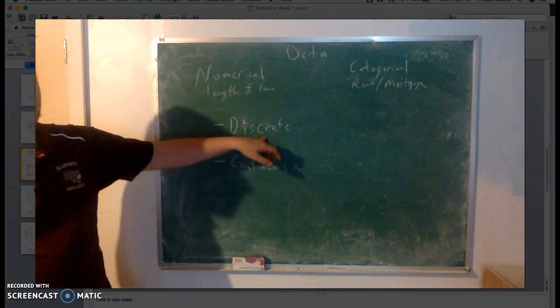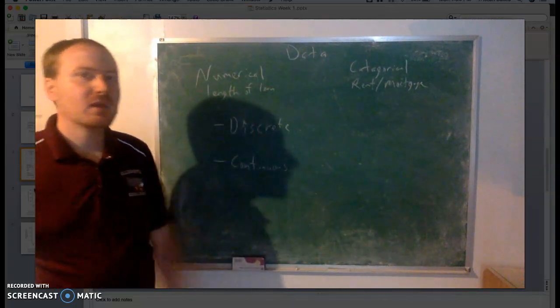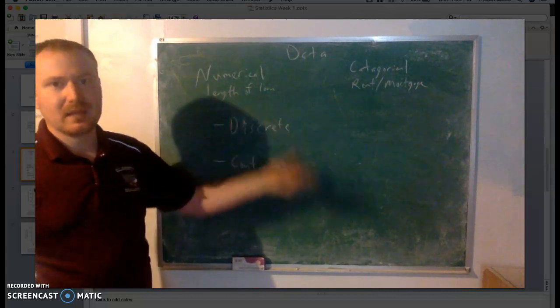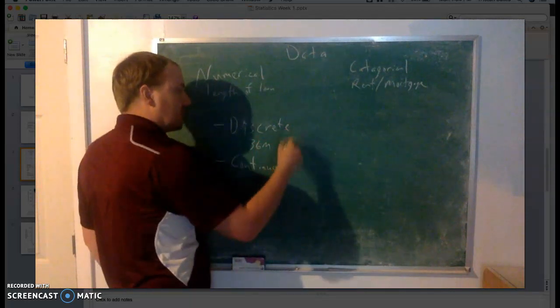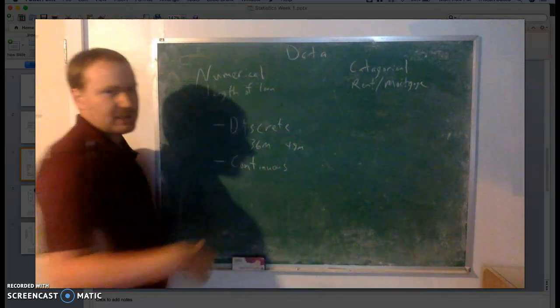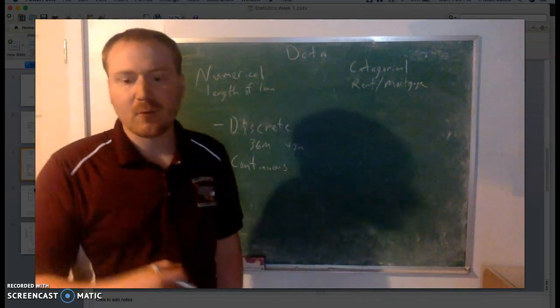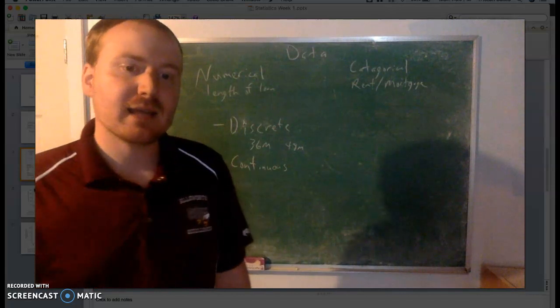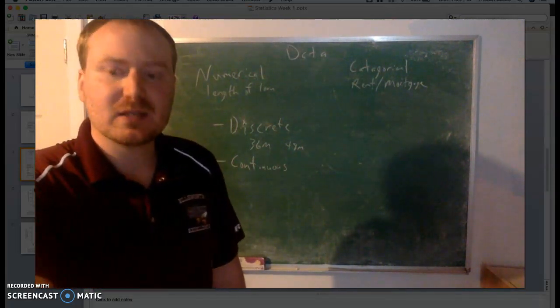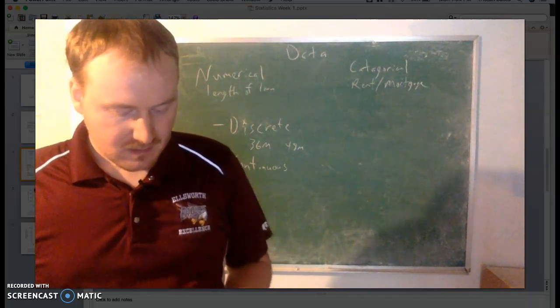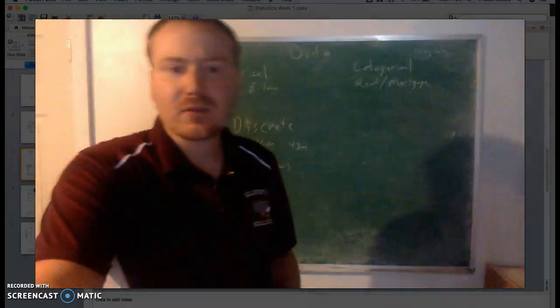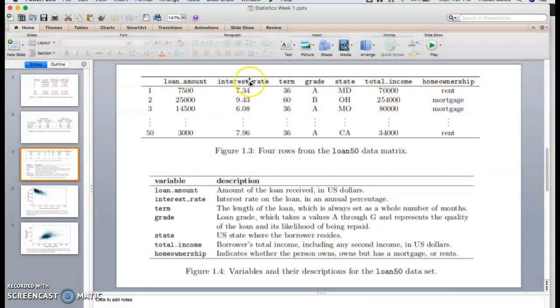Discrete numerical values have fixed amounts. So again, the term of the loan would be numerical discrete because it could be 36 months or it can be 48 months, but we're not going to see any 37.36 months. It's going to have whole values. Whereas continuous can take on all sorts of values in between as well. One of the examples is the interest rate here. Those are going to be continuous, right? Because they can be 7.34, 7.345, and so on.